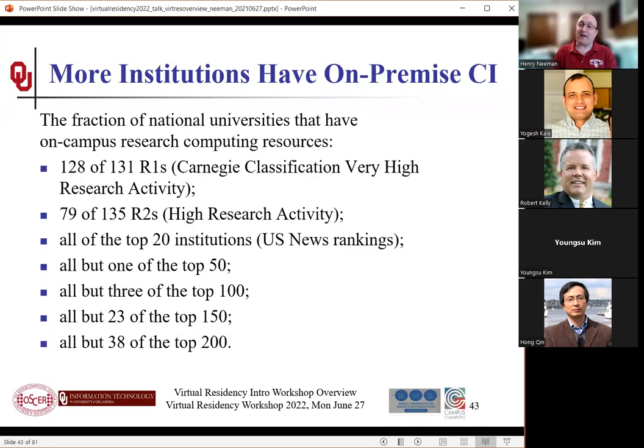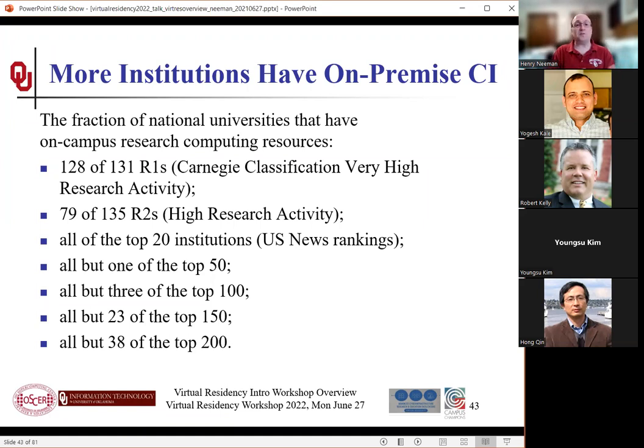Is it normal to have on-campus cyber infrastructure? Well, it depends on the kind of institution. So very high research activity universities, the R1s, all but 3. So whatever that is, 97% or whatever that is, all but 3. There's one institution that only does cloud, and there are 2 R1 institutions that get their research computing from a different institution within the same system of institutions. But those are the only ones among the R1s.